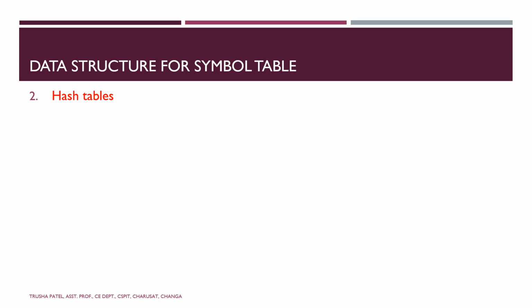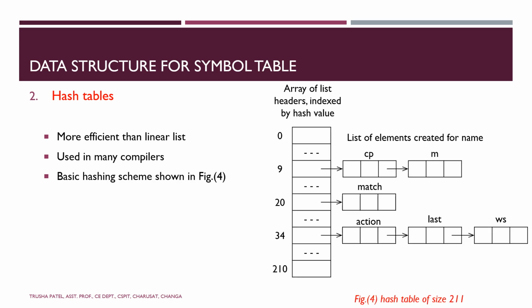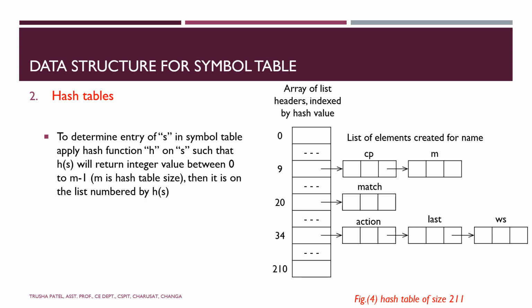Now next is the hash table. It is more efficient than the linear list and is used by many compilers. The basic scheme of the hash table is shown in the figure. Here the hash table is of size m. For any entry s, a name which you have encountered in your program, you apply a hash function h on the name, which will return a hash value between 0 and m minus 1.